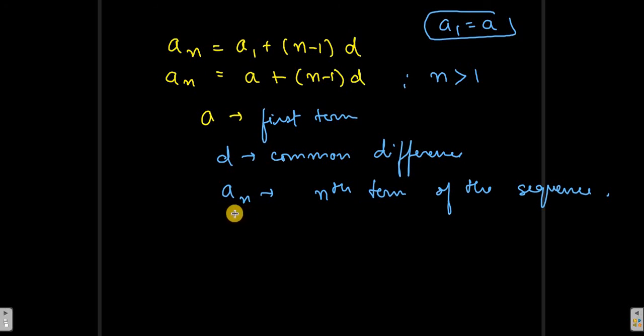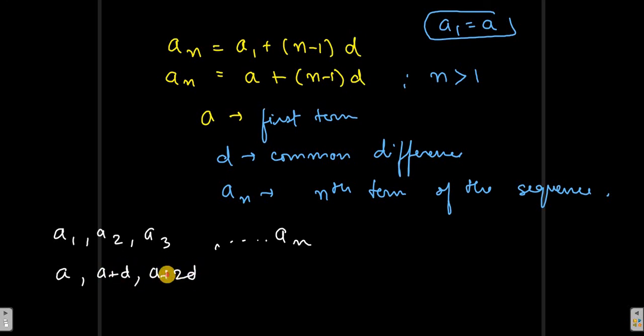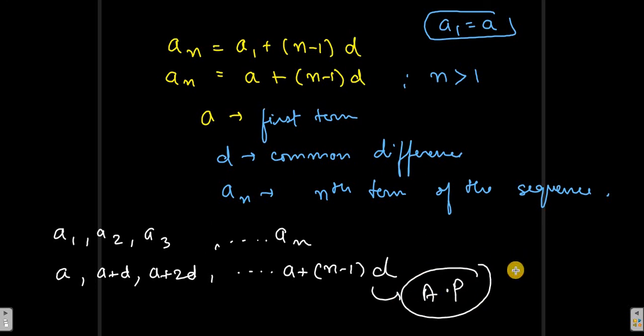So now let's write the sequence in this order. We know that a1, a2, a3, up till an is the sequence. Now we can write a1 as a, a2 as a plus d, a3 as a plus 2d, and up till a plus n minus 1 into d. So this is the arithmetic progression, or you can also say arithmetic sequence.